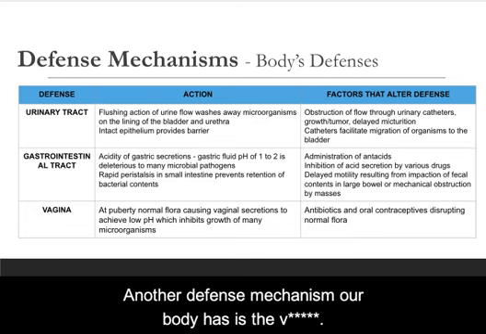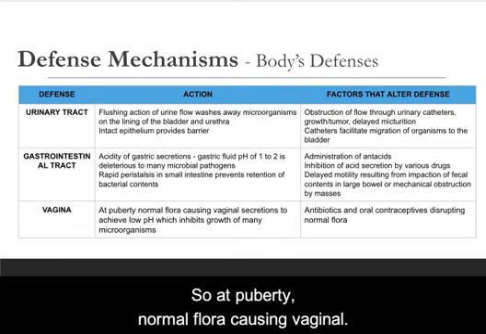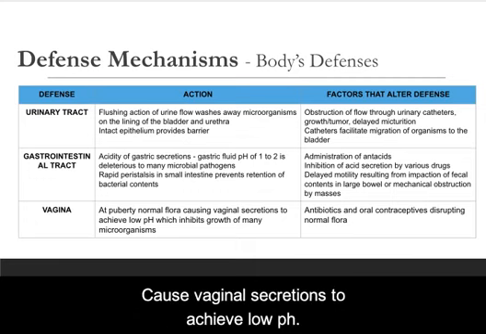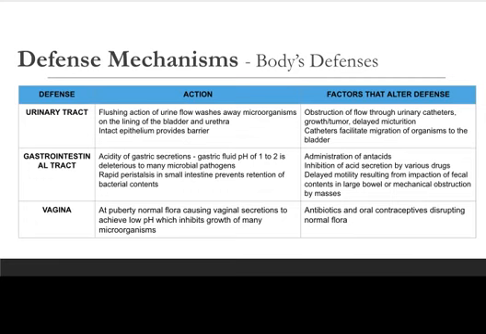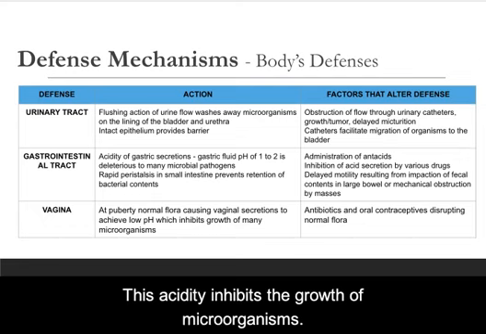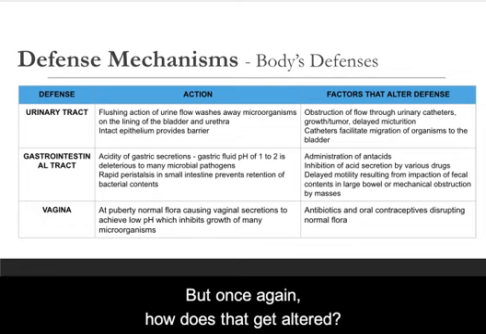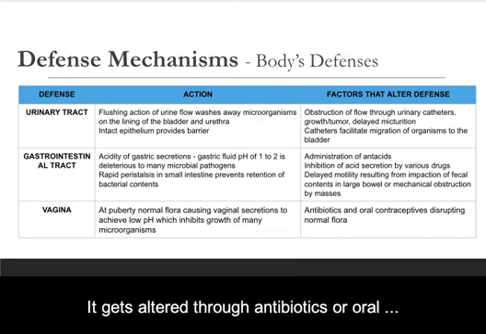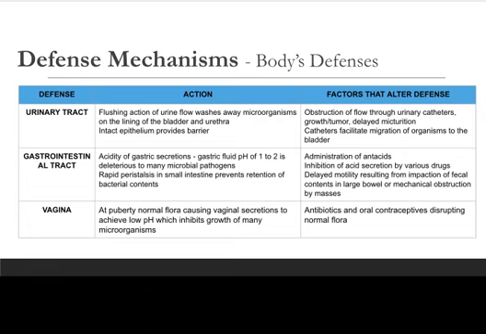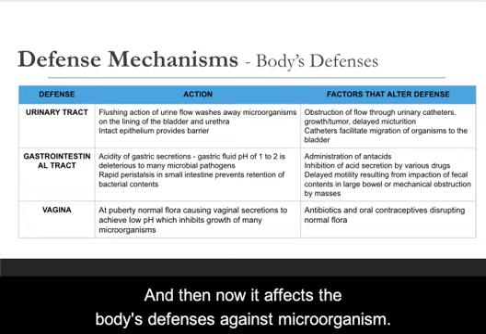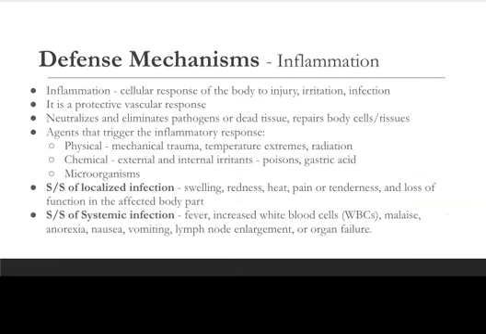Another defense mechanism our body has is the vagina. At puberty, normal flora cause vaginal secretions to achieve a low pH. This acidity inhibits the growth of microorganisms. But once again, how does that get altered? It gets altered through antibiotics, or oral contraceptives can disrupt this normal flora. And then it affects the body's defenses against microorganisms.